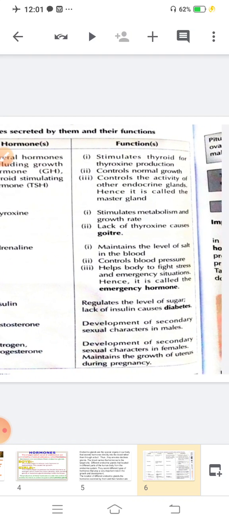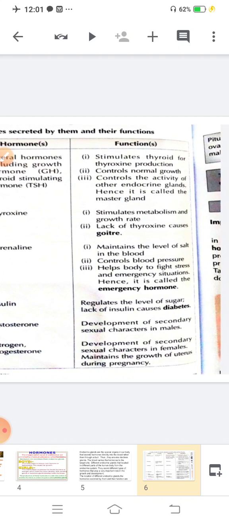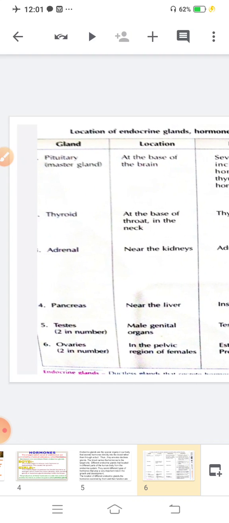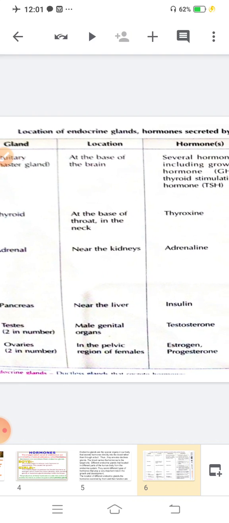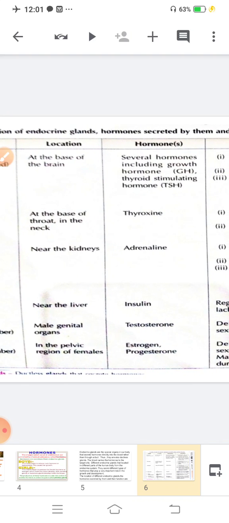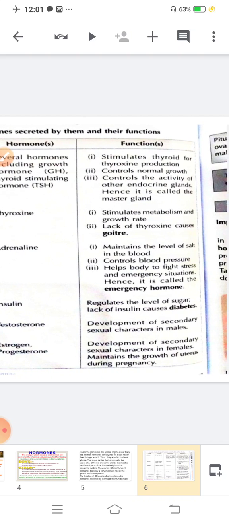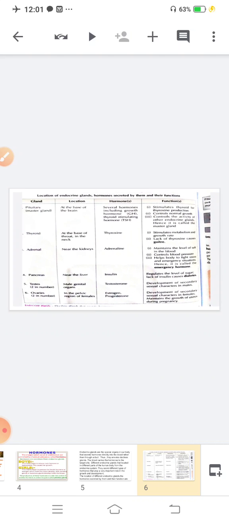Number 2, testes. It is a male genital organ. Hormone: testosterone, for development of secondary sexual characters in males. The last one is ovaries. In the pelvic region of the female, estrogen and progesterone, for development of secondary sexual characters in females and to maintain the growth of the uterus during pregnancy. So these are the different types of endocrine glands.